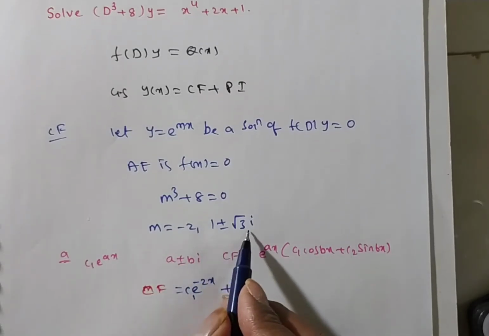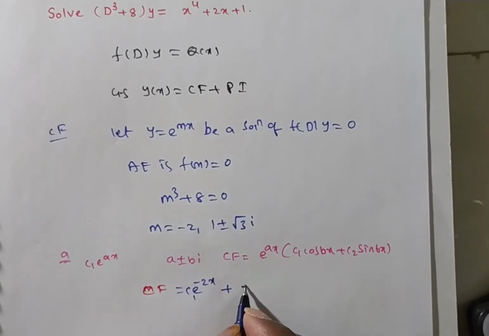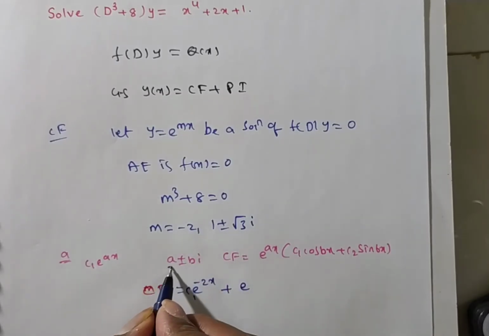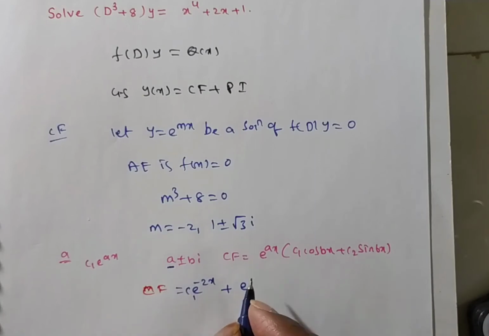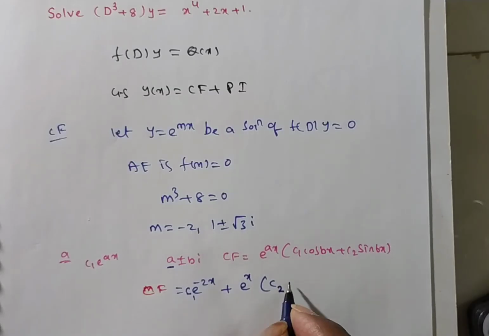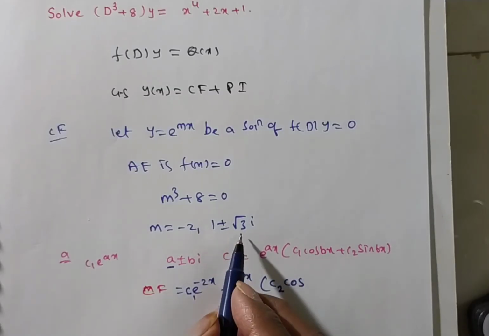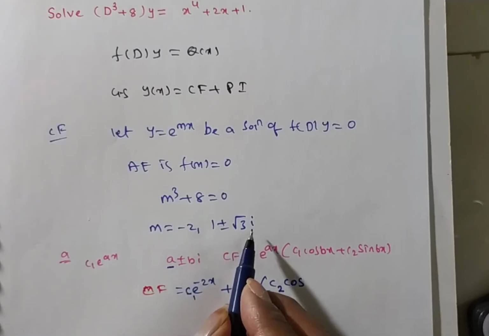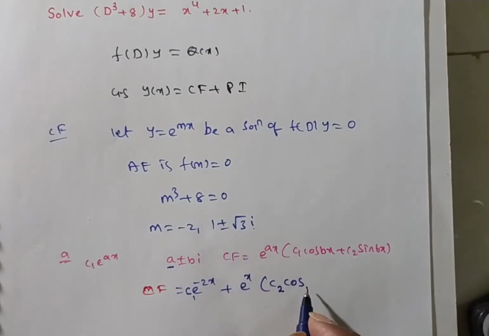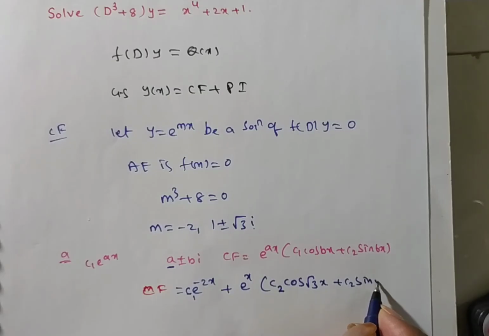Next you have complex roots, so you write e^(ax). What is a here? a is the real part. What is the real part here? 1. So e^(1·x) into c. Here c1 is already used, so we start with c2. c2 cos bx. What is b here? b is nothing but the imaginary part. Here the imaginary part is √3. So c2 cos √3x + c3 sin √3x. That's it. So this is the complementary function.